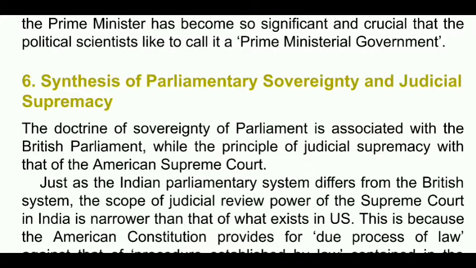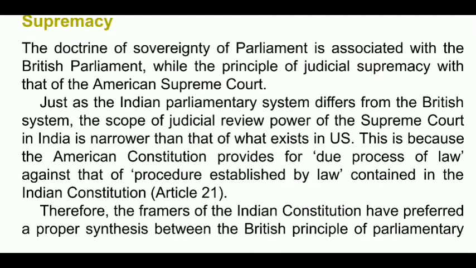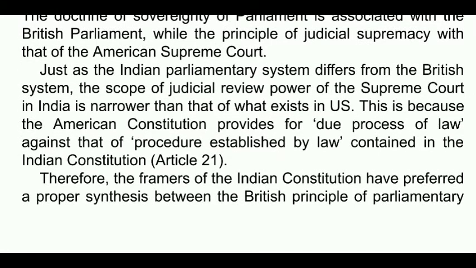Sixth, synthesis of parliamentary sovereignty and judicial supremacy. The doctrine of sovereignty of parliament is associated with the British Parliament, while the principle of judicial supremacy with that of the American Supreme Court. Just as the Indian parliamentary system differs from the British system, the scope of judicial review power of the Supreme Court in India is narrower than what exists in the US. This is because the American Constitution provides for due process of law, against that of procedure established by law contained in the Indian Constitution, Article 21.